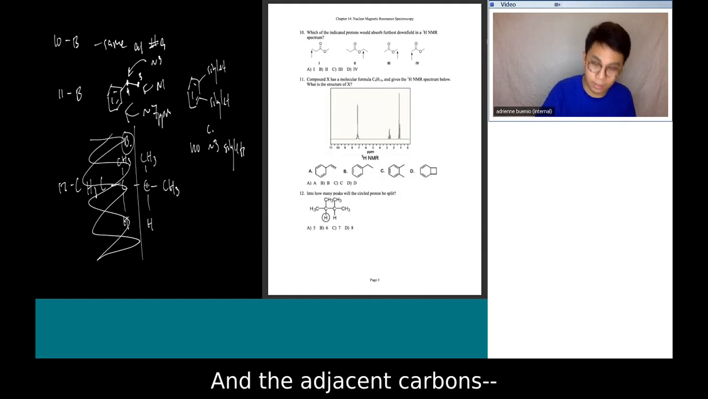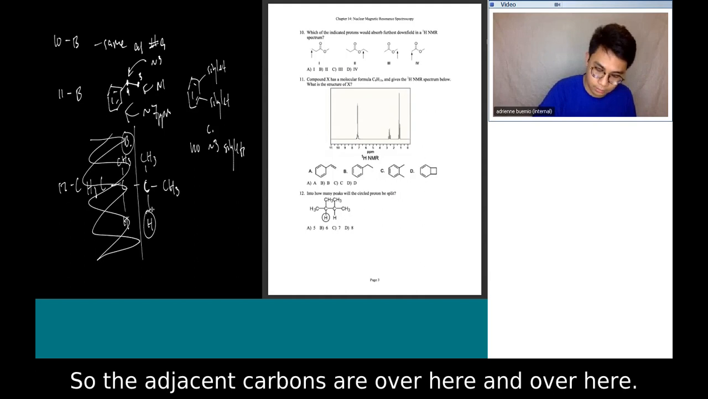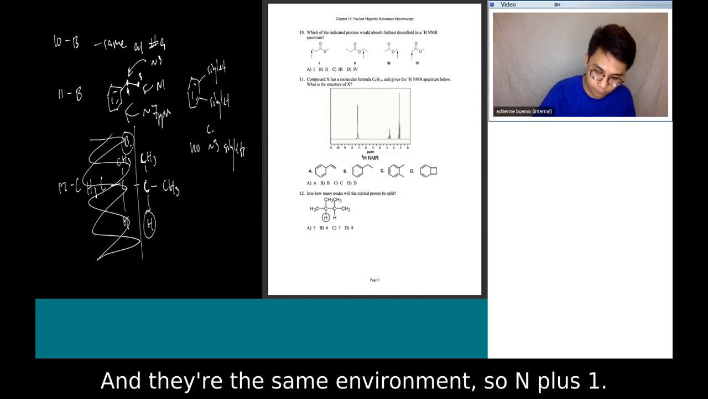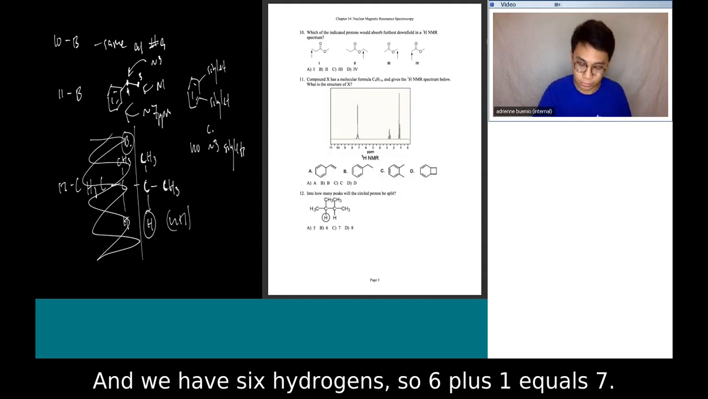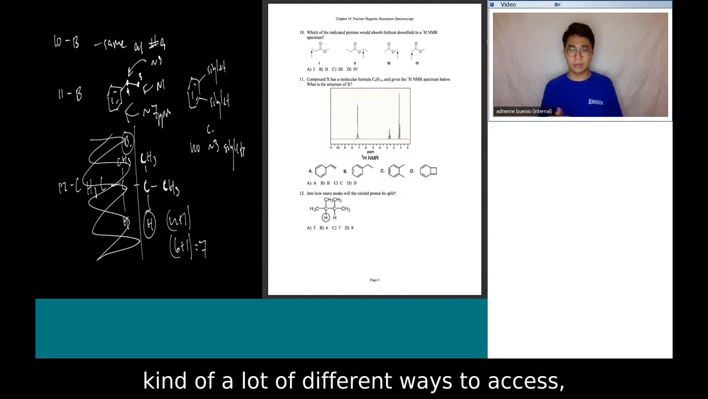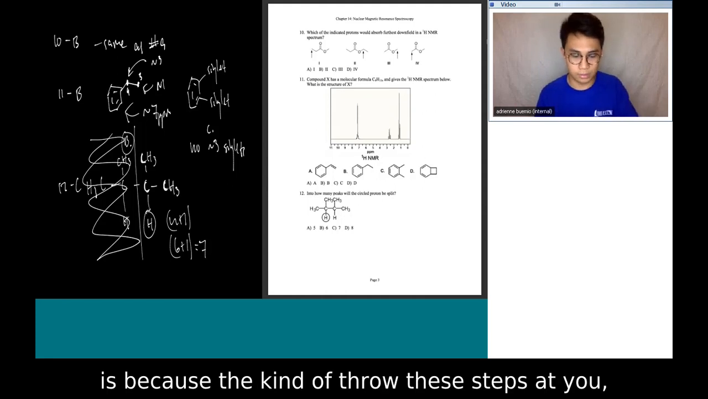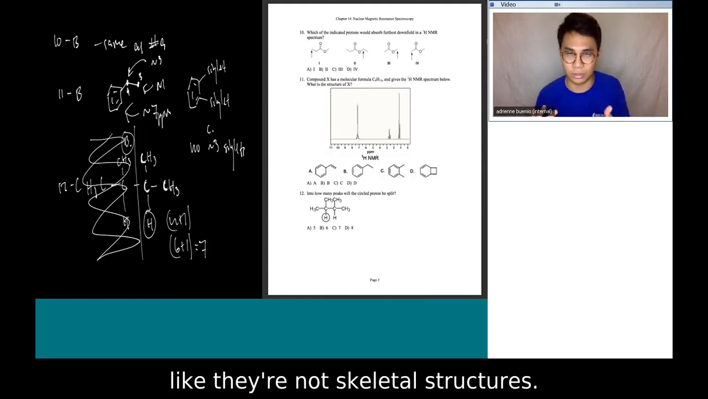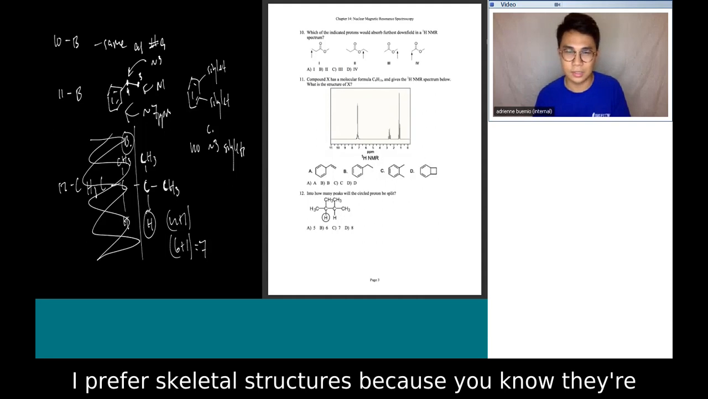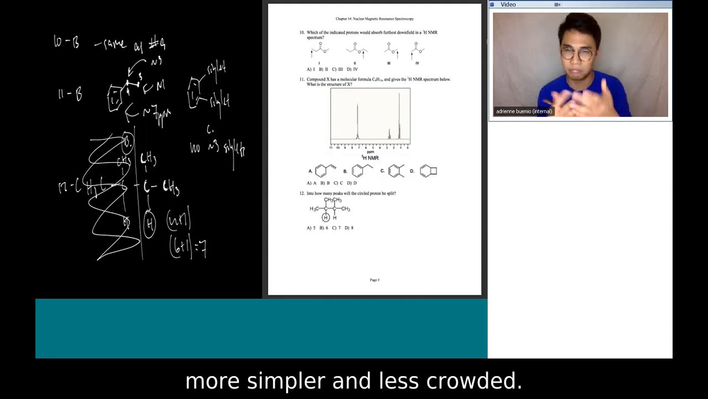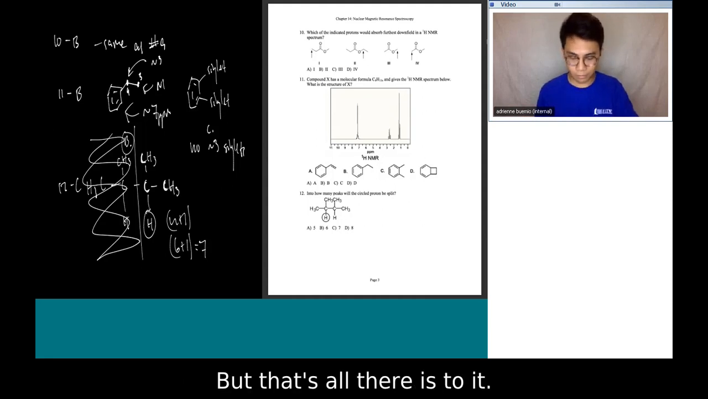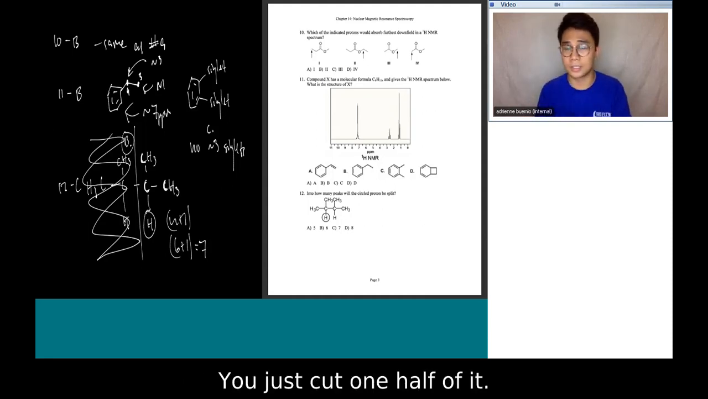And focus on here. And the adjacent carbons, where are they? And this is what we're talking about, this H, right? So the adjacent carbons are over here and over here, and they're the same environment, so n plus 1, and we have 6 hydrogens, so 6 plus 1 equals 7, right? So not too bad. There are a lot of different ways to ask this, and the only way you'll get confused is because they throw these structures at you like they're not skeletal structures. I prefer skeletal structures because they're simpler and less crowded. But that's all there is to it. There's symmetry, you're good, you just count one half of it.